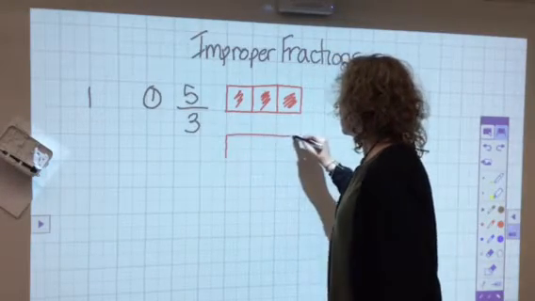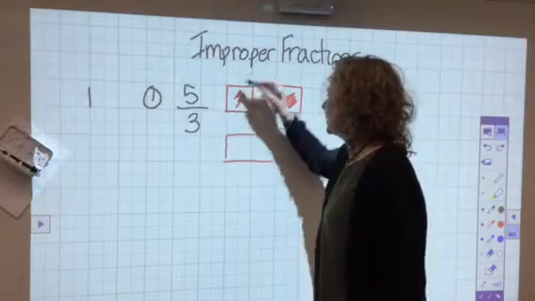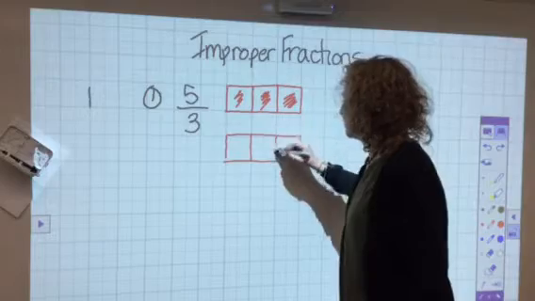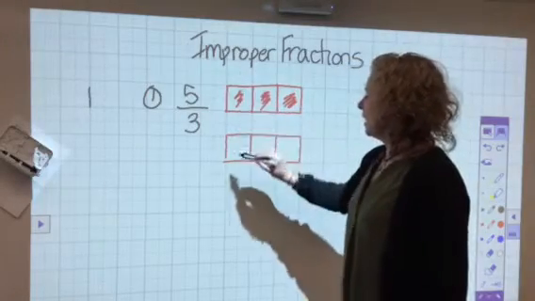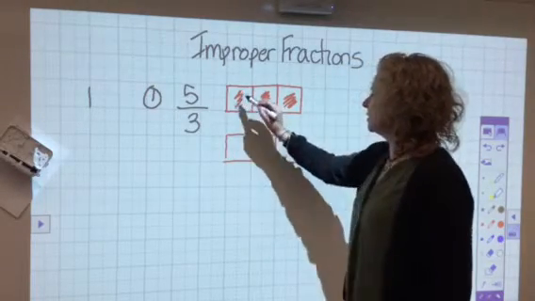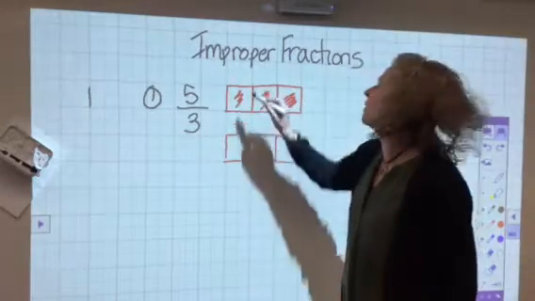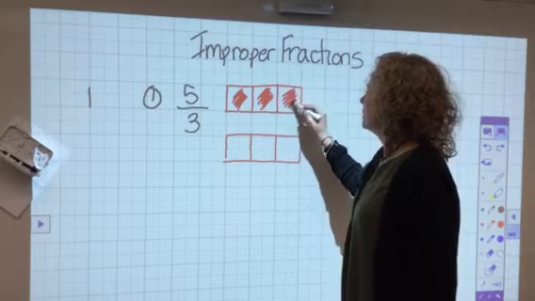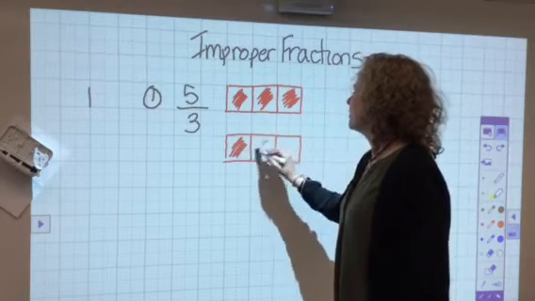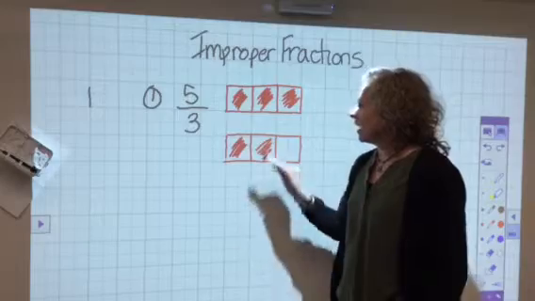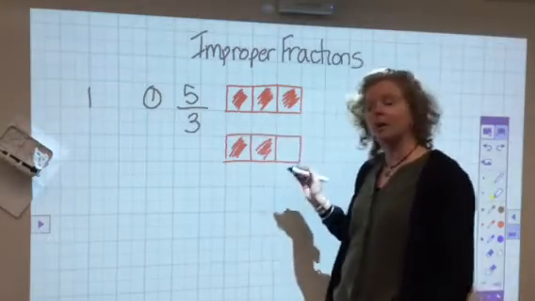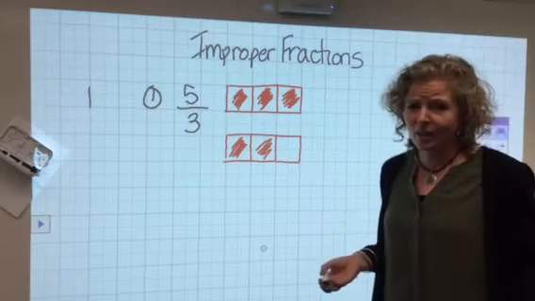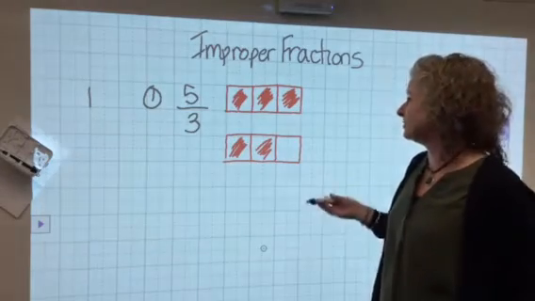I can't just break that into more pieces because that'll change the denominator. So I need more thirds, so here I go. Okay, so now I'm gonna count. This is in thirds, 1, 2, 3. This is in thirds, 1, 2, 3. I have to color in 5 of them. Let's start again. 1, 2, 3, 4, 5. I have things that are cut into thirds, into 3 pieces, and then I've colored in 5 of those thirds.